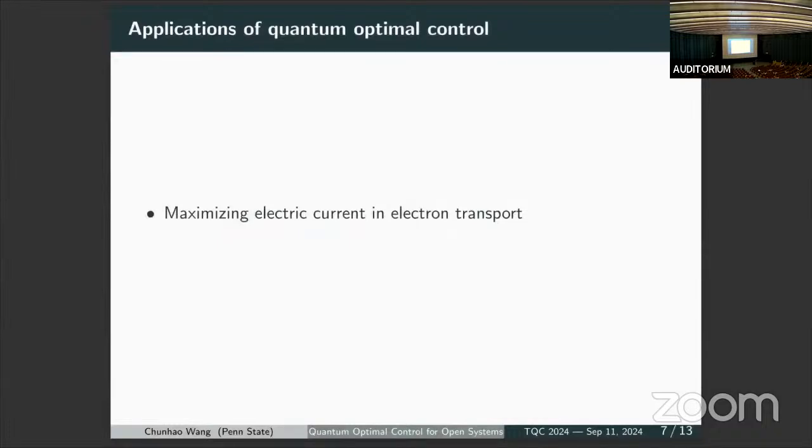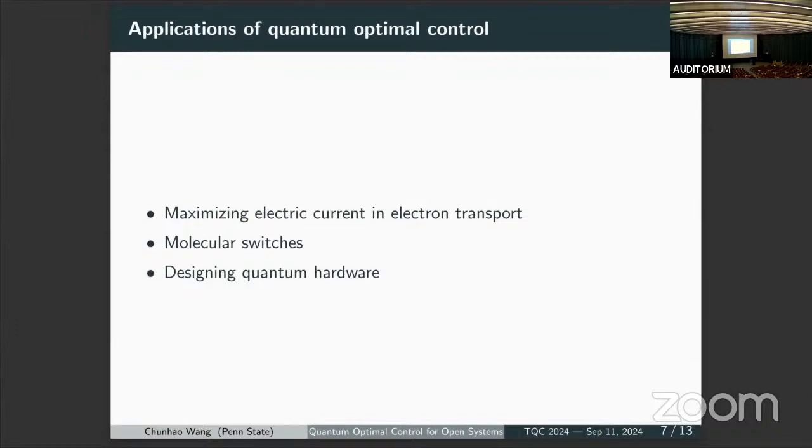So there are a lot of applications for optimal control in both closed systems and open systems. For example, you can use it to maximize the electric current in electron transport, and you can use it to implement molecular switches. And you can also use optimal control to design quantum devices. So you might wonder, this doesn't make sense, because to implement this optimal control algorithm, you need fault-tolerant quantum computers. But we don't have fault-tolerant quantum computers. How can we use it to design quantum devices?